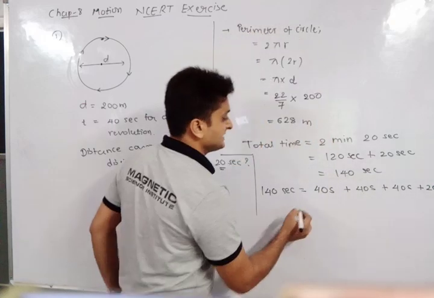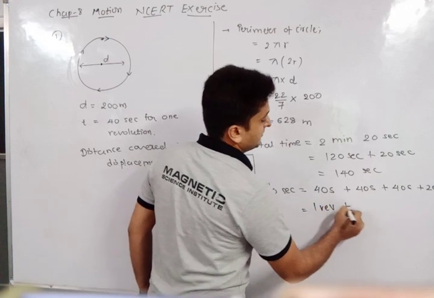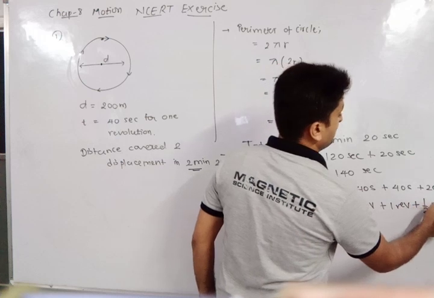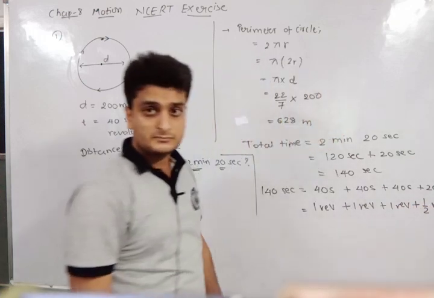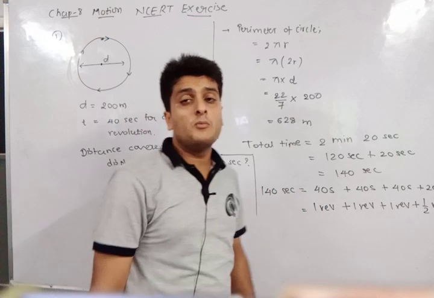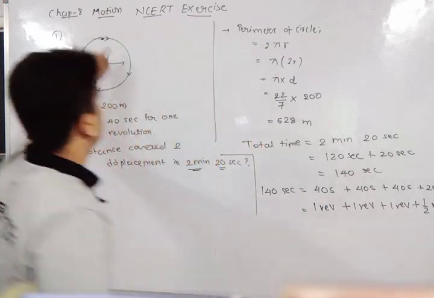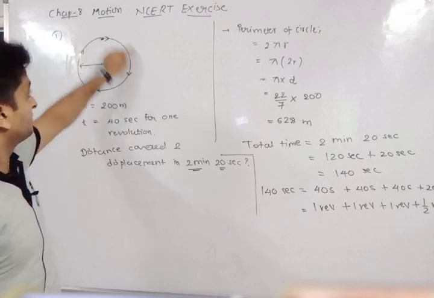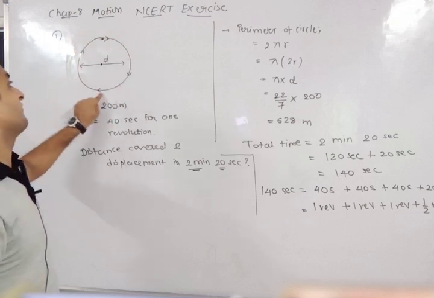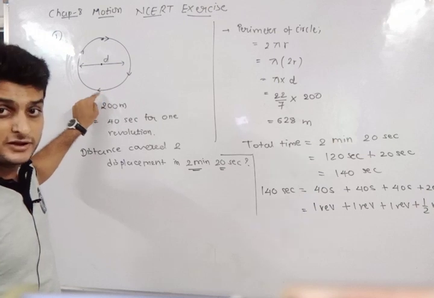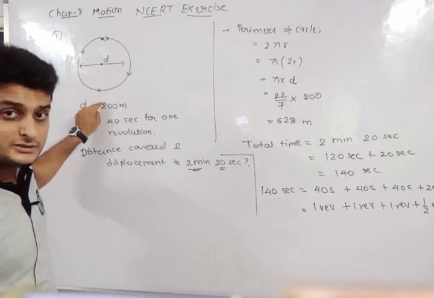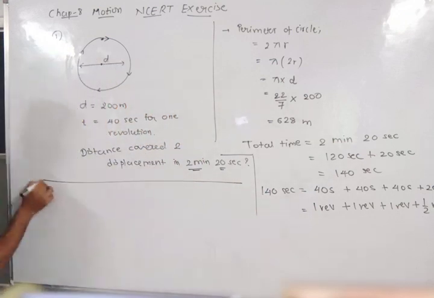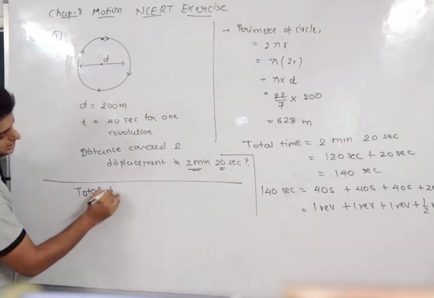So what does that mean? This means one revolution plus one revolution, plus one revolution, plus half revolution, that is of 20 seconds only. So in these 2 minutes 20 seconds, the athlete will complete 3 complete circles: 1, 2, 3, and then he is somewhere at halfway at the end of the time. So what is the total distance it covers? We'll write the answer here. So I will write total distance.